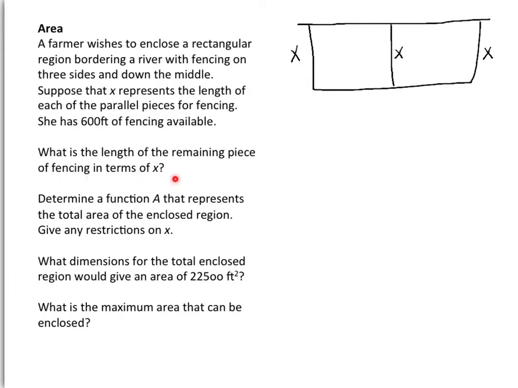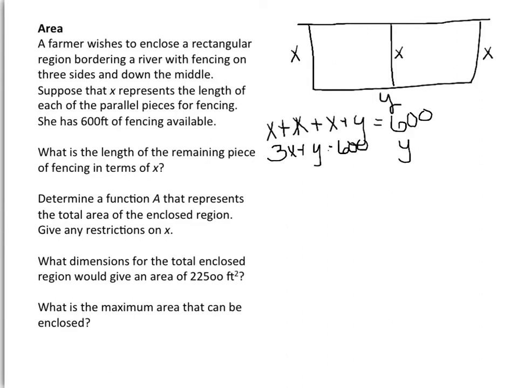Well, here's what needs to happen. I would start by calling that whole length Y, at least temporarily, because I know if I add X plus X plus X plus Y, it needs to equal 600. So that tells me 3x plus y is 600. So that last piece is really 600 minus 3x. So that's this one.